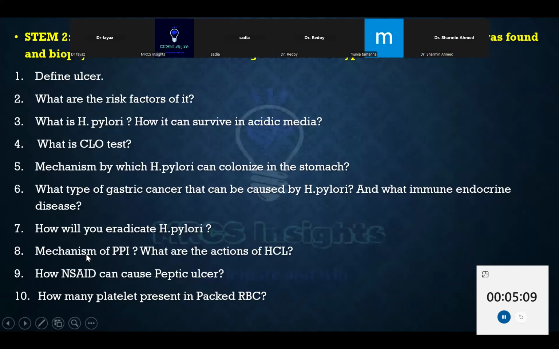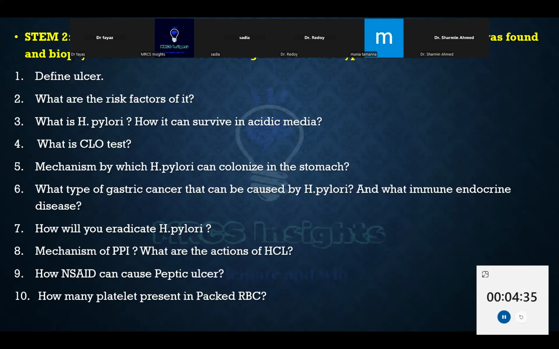And how will you eradicate this Helicobacter pylori infection? Can give PPI full dose with 20 milligram BD for 1 week duration. With that, we can give clarithromycin 500 milligram BD and amoxicillin 1 gram BD. If the patient is allergic to penicillin, we can replace amoxicillin with flagyl 400 milligram BD with clarithromycin 250 milligram BD.